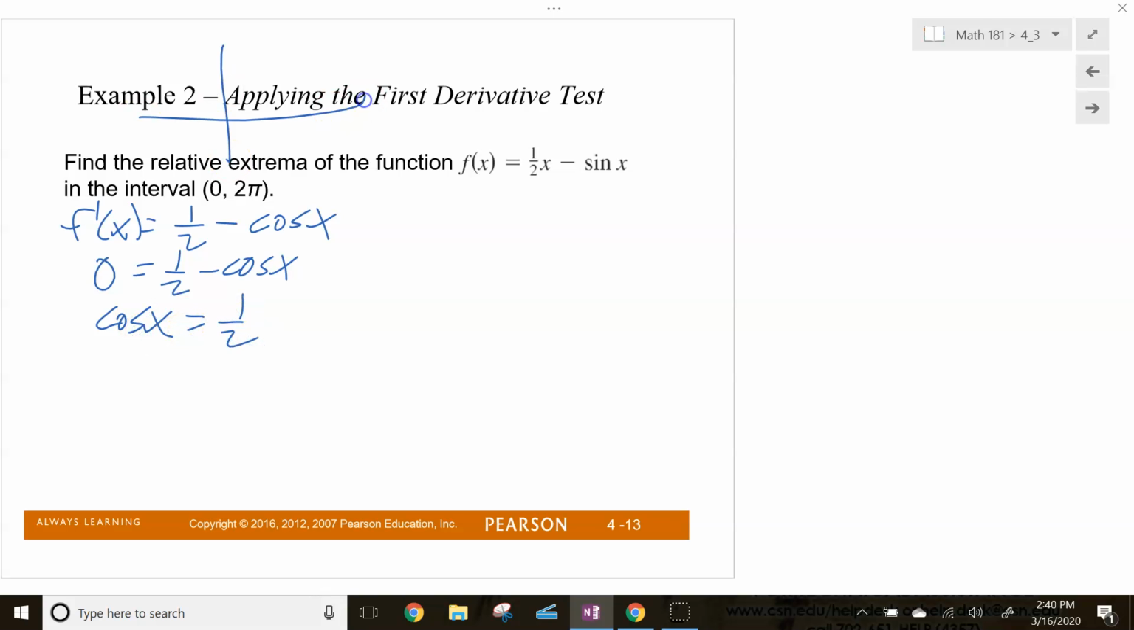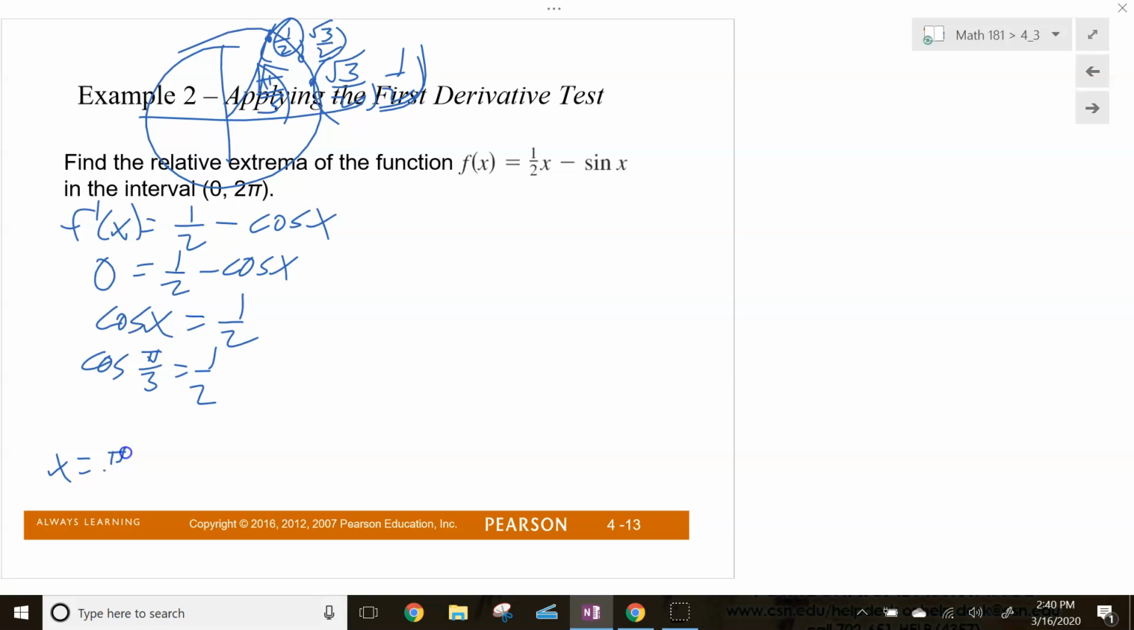If you remember, look at where's your cosine of a half? Well, not at 45 degrees. It's at 60 degrees up here. Root 3/2 is the sine. That's where our cosine is a half. It's 60 degrees or pi thirds, a rotation of pi thirds. So we know cosine pi thirds is a half. So x could be pi thirds. All right, that's one critical point.